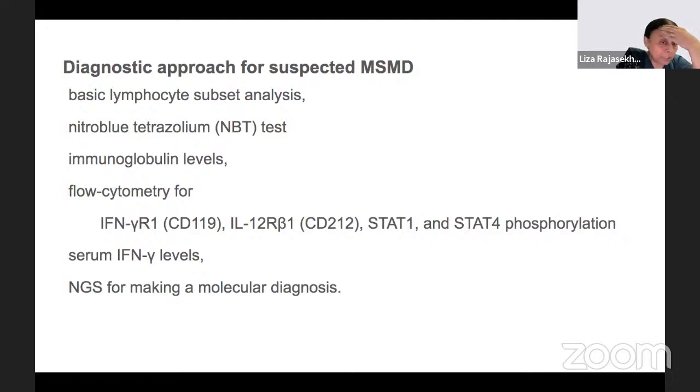the immunoglobulin levels, you will start looking at flow cytometry for interferon gamma receptor 1, interleukin 12 receptor beta 1 polypeptide, which is called CD212, and the STAT1 and STAT4 phosphate molecules. Now, STAT1 and STAT4 are intracellular, and IFN gamma R1 and IL-12 R beta 1 are surface molecules. We could also do serum interferon gamma levels, but flow cytometry and NGS usually help us to make a diagnosis of MSMD.